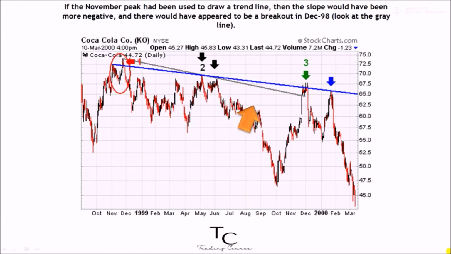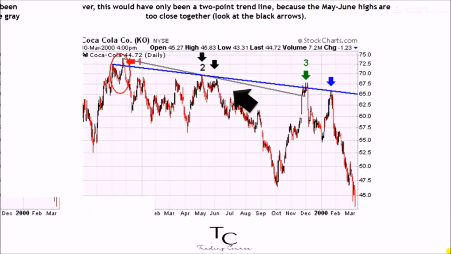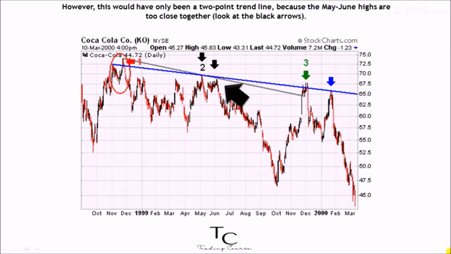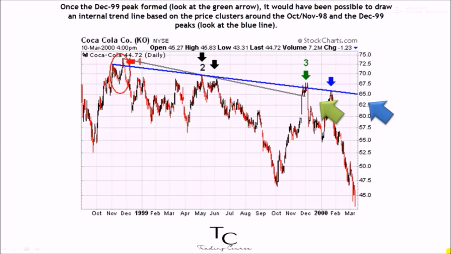If the November peak had been used to draw a trend line, then the slope would have been more negative, and there would have appeared to be a breakout in December 98. Look at the gray line. However, this would have only been a 2-point trend line, because the May to June highs are too close together. Look at the black arrows. Once the December 99 peak formed, look at the green arrow.